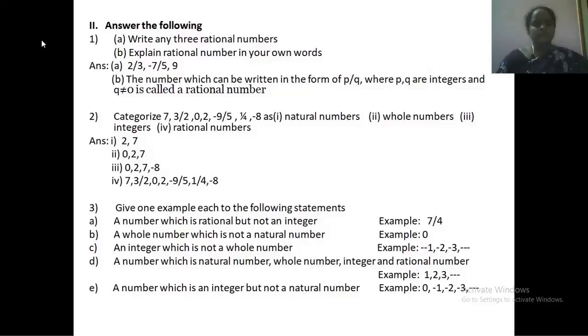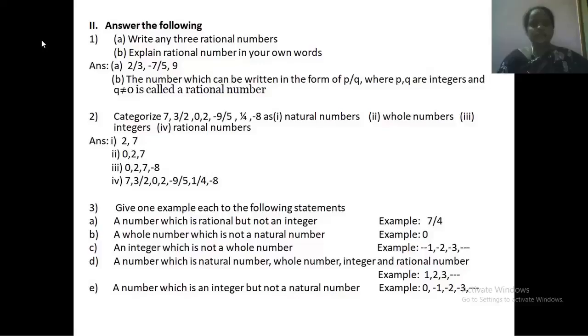Next, third question, give one example each to the following statements. కింద ఇచ్చిన స్టేట్మెంట్స్ అన్నిటికీ కూడా ఒక్కొక్క ఎగ్జాంపుల్ రాయాలి. ఫస్ట్ ఏ నంబర్ which is rational but not an integer. ఒక నంబర్ రేషనల్ అయి ఉండాలి కానీ ఇంటీజర్ కాదు. ఎగ్జాంపుల్, ఫ్రాక్షన్స్ 7/4, those are pure fractions, those are rational but not integers.